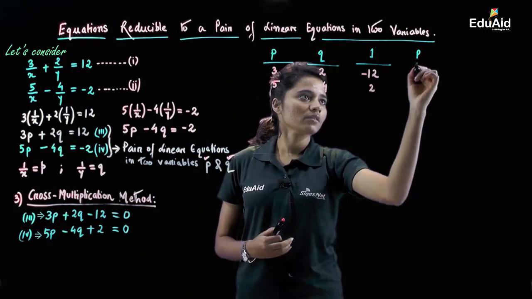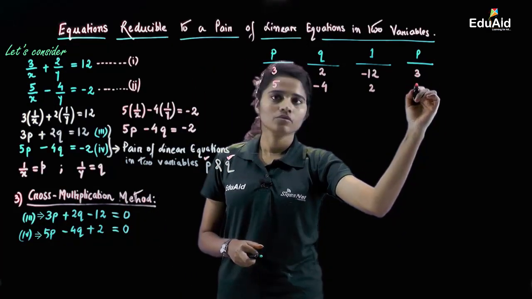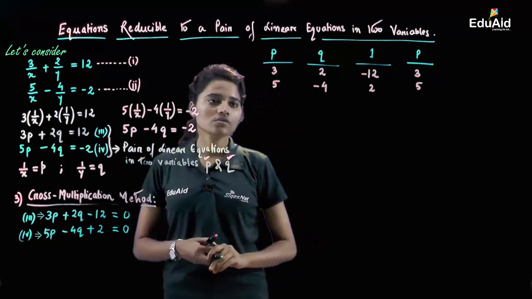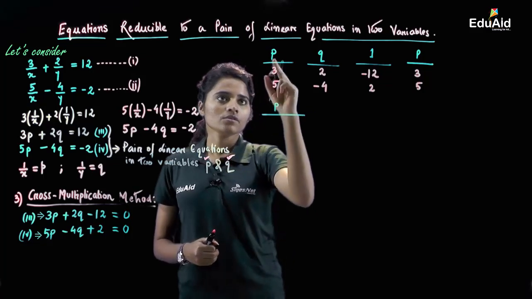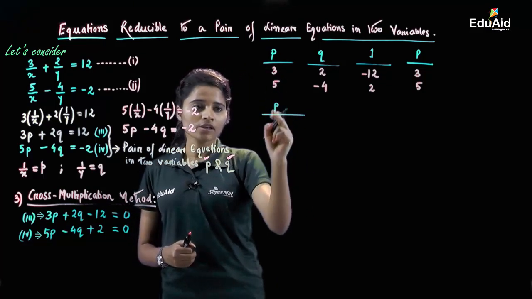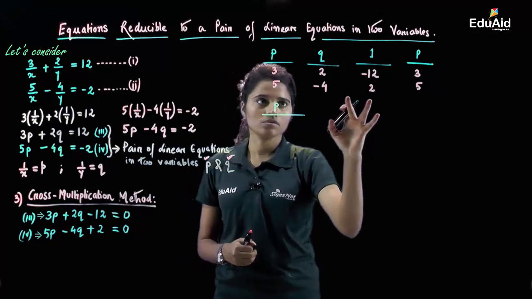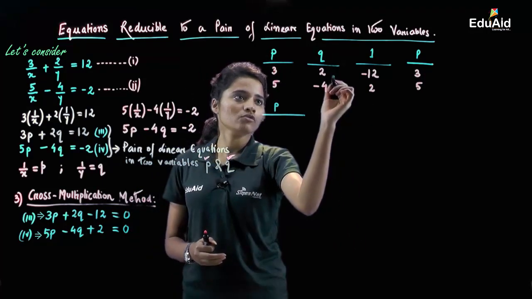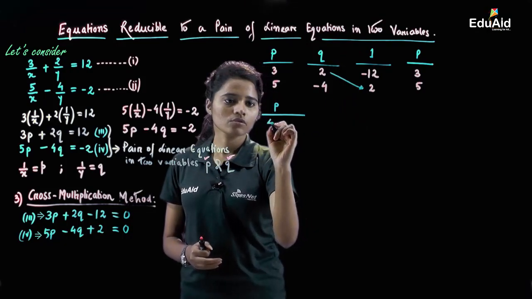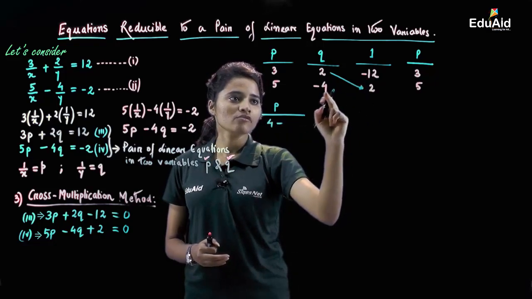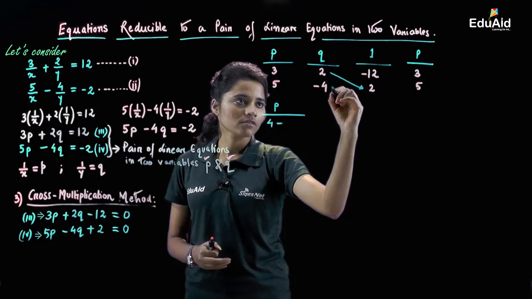So for our convenience, I am writing the coefficients of p once again here, 3 and 5. Okay, so since we want to calculate the value for p, we are going to ignore this and consider this too. So 2 into 2 is 4. Okay, so it's 2 2s are 4, minus 12 4s are 48. Minus into minus is plus, so 12 4s are 48.